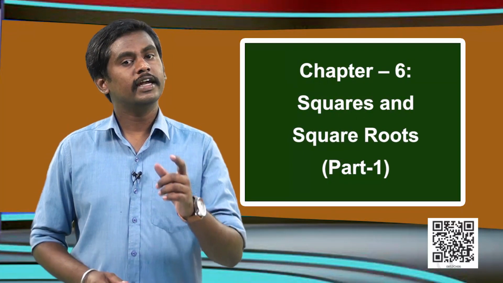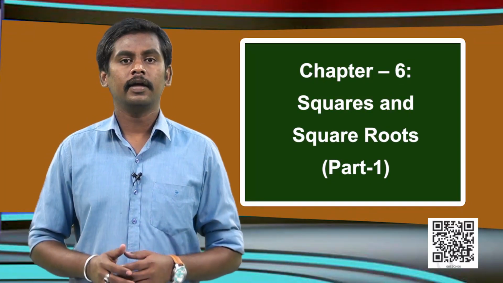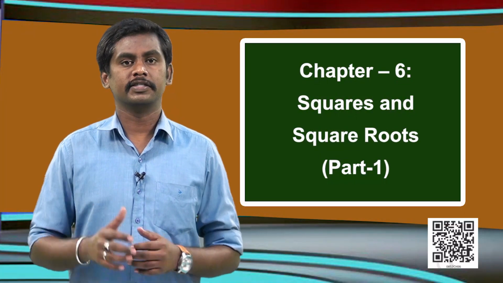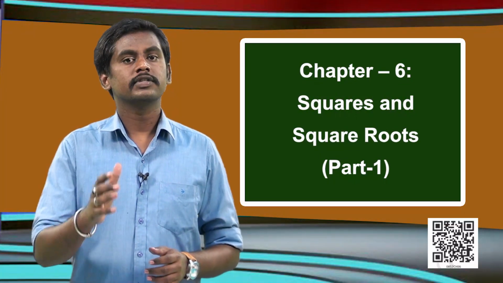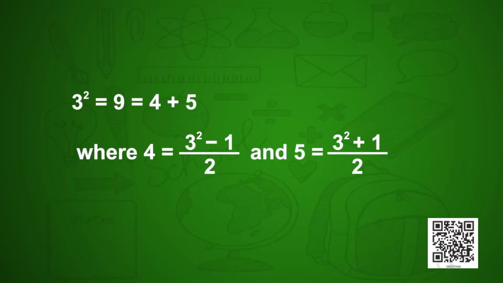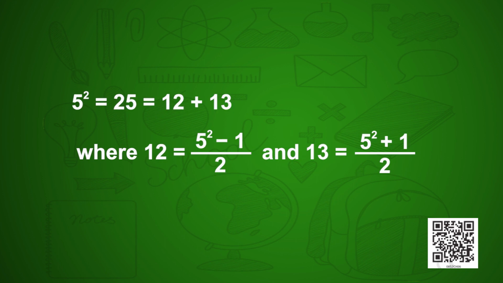Students, now let us try to observe another interesting pattern based on the squares of odd integers. Firstly, we know that 3 square is equal to 9, which can be written as 4 plus 5. Here, let us try to write 4 and 5 in terms of 3 square. So, here 4 is equal to (3 square minus 1) by 2 and 5 is equal to (3 square plus 1) by 2. Now, let us observe 5 square.